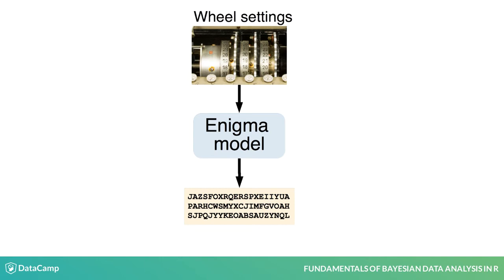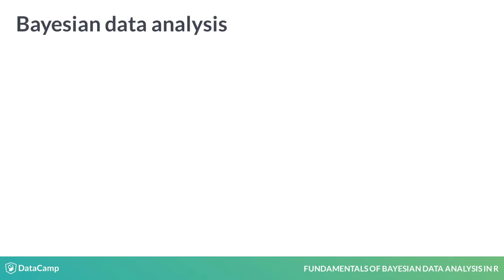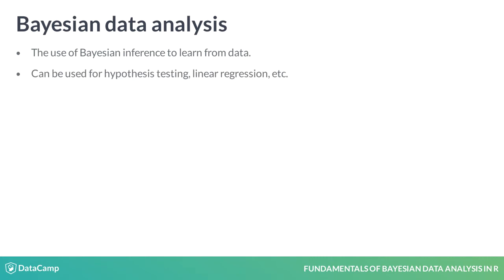Alan Turing's solution was to use Bayesian inference to work backwards from the encrypted messages to arrive at the probable settings of the wheels. Bayesian data analysis is then the use of Bayesian inference to learn from data, the known facts, and the unknown quantities we want to learn about are the values of parameters or what future data might look like. Bayesian data analysis is a broadly useful approach, and there are Bayesian versions of common statistical procedures such as hypothesis testing and linear regression.